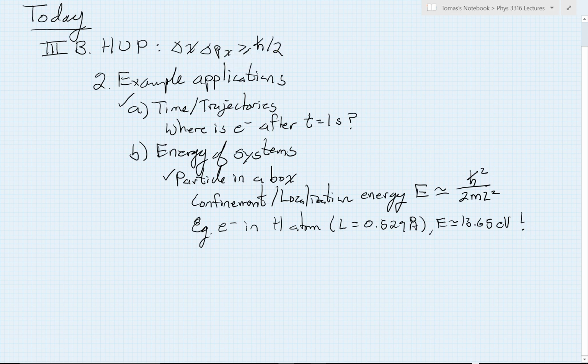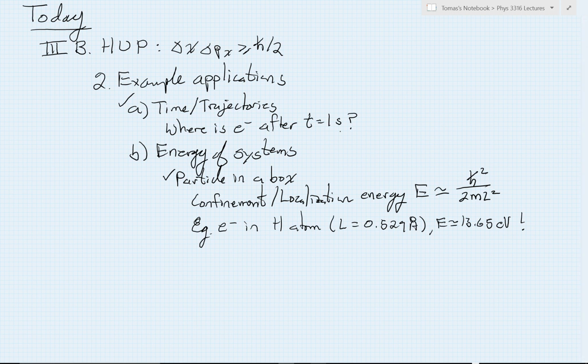In terms of the example applications we've been looking at, we noted that there are two broad types of applications. One has to do with the evolution of a particle in time, or also understanding the trajectory of particles. A typical question is one that we worked through. Where is an electron, say, after 1 second of time? What is the resulting minimal uncertainty?